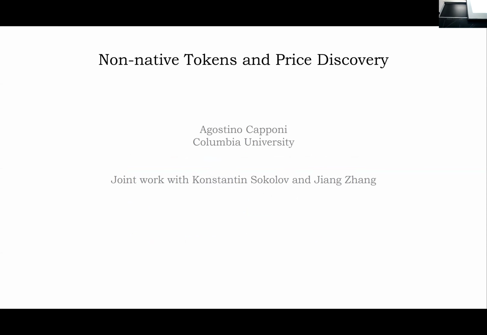Up next, we have Agostino Capponi from Columbia University, and Agostino is going to tell us all about non-native tokens and price discovery. Okay, thank you, Seb. Thanks for coming back on time after the break. And thanks also to all my co-organizers of this workshop, Sebastian, Faisal.